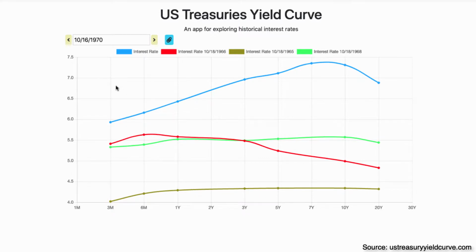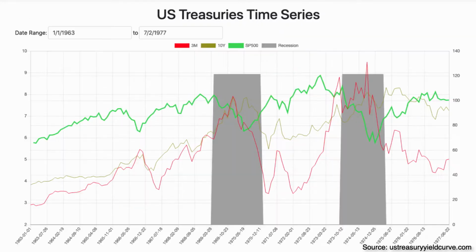And as you can see here, the interest rate curve started to look kind of normal again. Here you can see on this chart the 3-month yield collapsed, and the 10-year yield actually started moving higher. And then we went back to a normal growing economy for a few years.